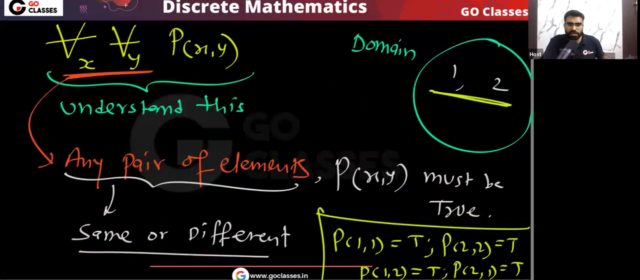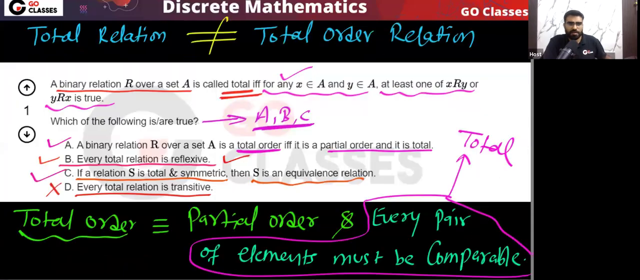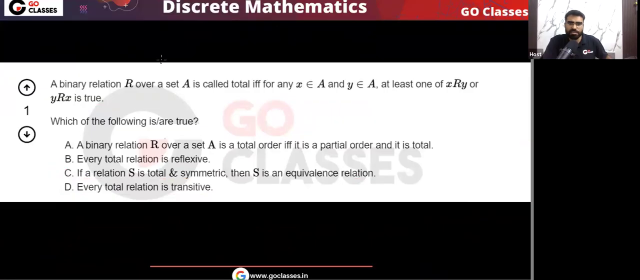Anyone has any other doubt in this question? Please tell me. This is a beautiful question. We have done the analysis. Do you have any other doubt? Let me know. Please tell me. Let me know. Is this clear to everyone?